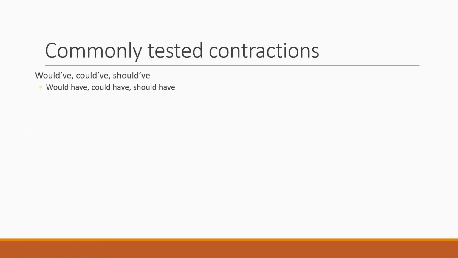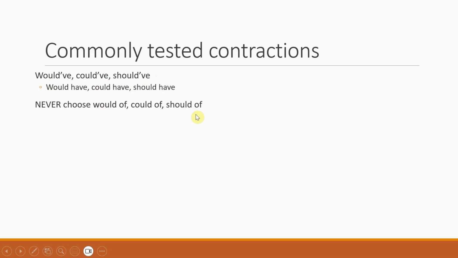Now let's go look at would've, could've, and should've. So these don't have possession, but they do like to test these because they are all contractions for would have, could have, and should have. What you're going to see is the option would of, could of, and should of. Because if you read this out loud, would have sounds like would of, could have sounds like could of, and should have sounds like should of.